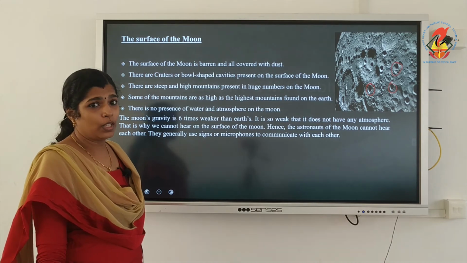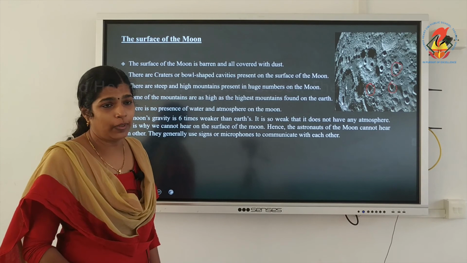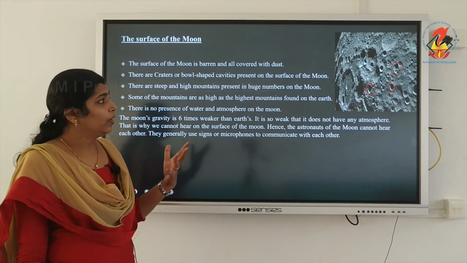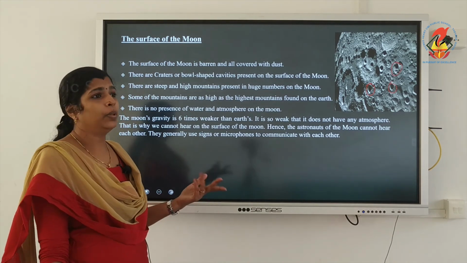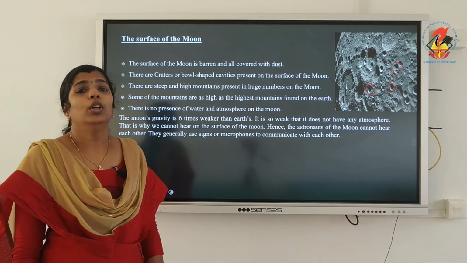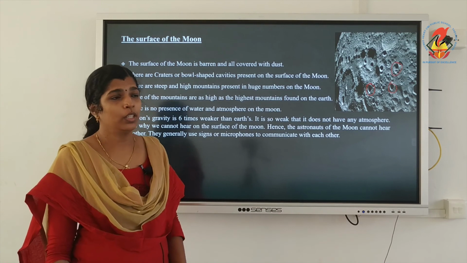There is no presence of water and atmosphere on the moon. So, since there is no atmosphere, the astronauts cannot talk to each other. They will not be able to hear anything because sound needs a medium for its propagation. So, to communicate with each other, either they will use sign language or they will use microphones.